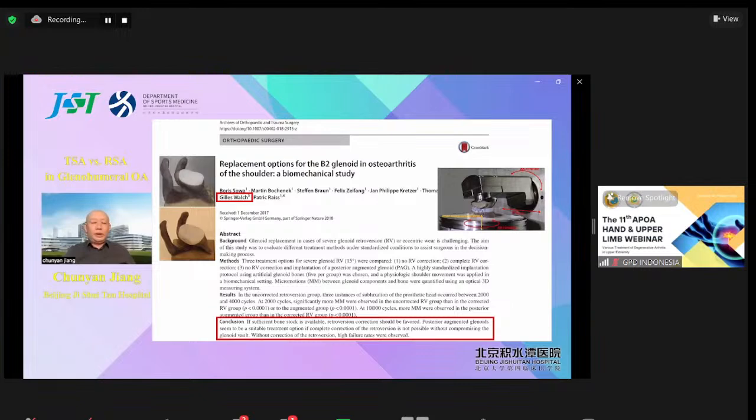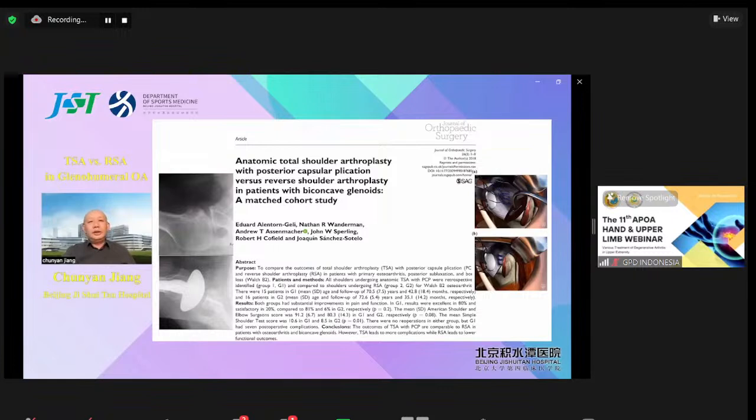This is another study by the Mayo group, who studied using anatomic total shoulder arthroplasty with posterior capsular plication for treating these B2 biconcave glenoids with posterior subluxations. They had comparable results when using a total shoulder arthroplasty with posterior capsular plication and the reverse shoulder arthroplasties in biconcave glenoids. But they found that the total shoulder arthroplasty led to more complications compared with the reverse. So there is an inclination toward the reverse shoulder arthroplasty for fewer complications afterwards.